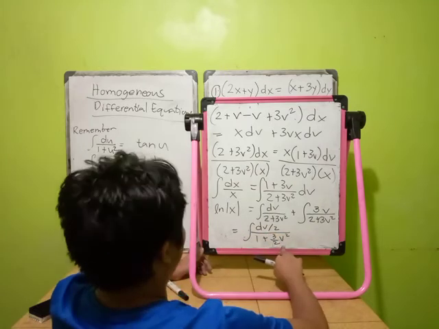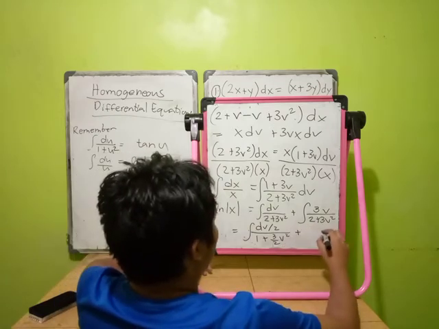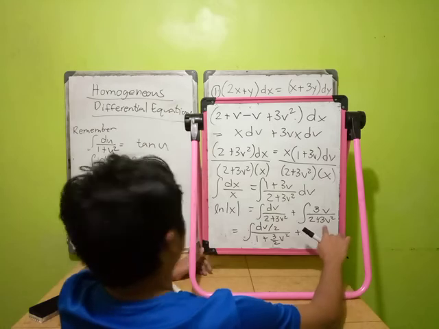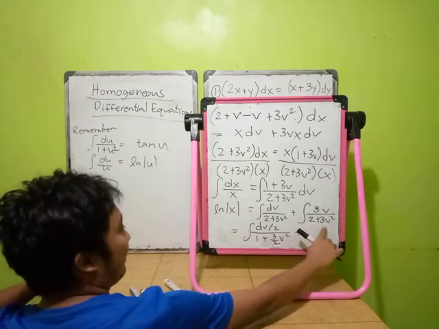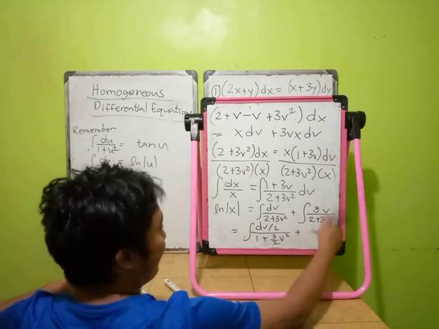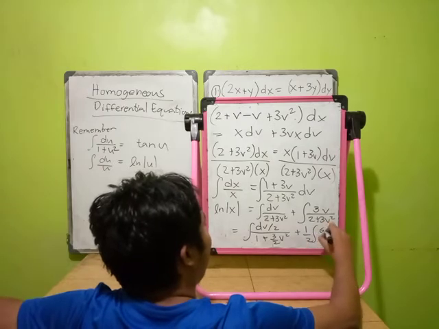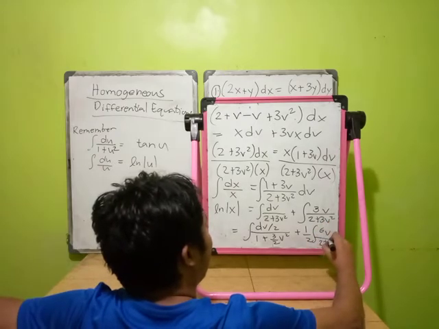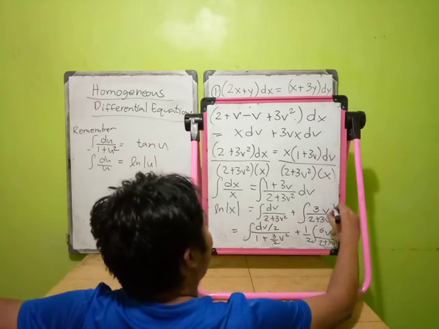Yan. At ito naman magiging, kasi ito yung u natin, 2 plus 3v squared. Kapag dinifferentiate natin ito, magiging 6v. So dapat magiging 1/2 of 6v over 2 plus 3v squared dv. Okay? Dapat may dv ito. Yan.